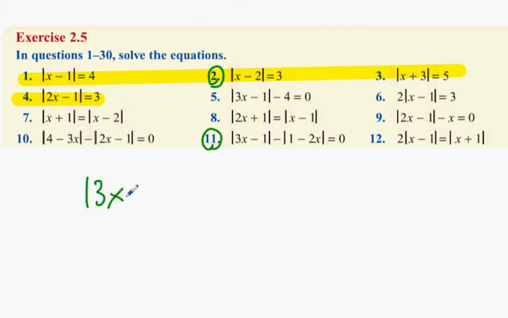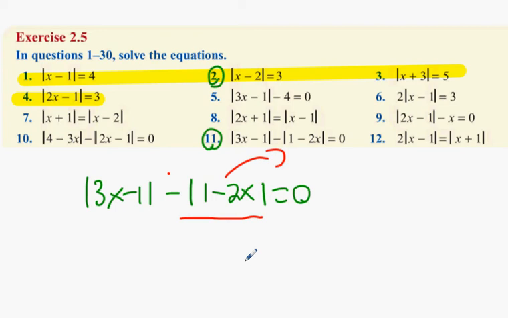The modulus of 3x minus 1, take away the modulus of 1 minus 2x, equals 0. Now, if you ever want anybody to think you're really smart in maths, look at the question that came before that in the same exercise. Look at question 8. Is there any way I can make question 11 look a bit more like question 8? What happens if I move all of this over the other side? This part here. So what's left then? The modulus of 3x minus 1 equals, that was a minus modulus, and what happens when it moves over the other side? It becomes a plus.